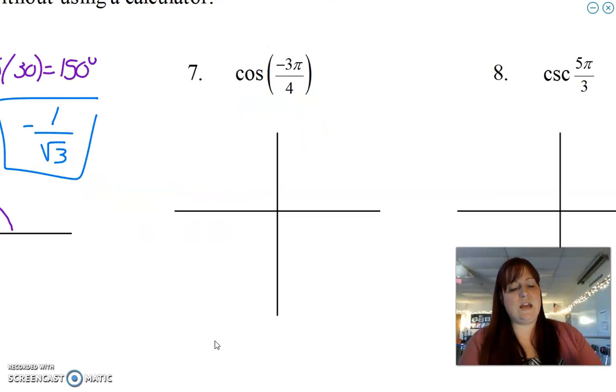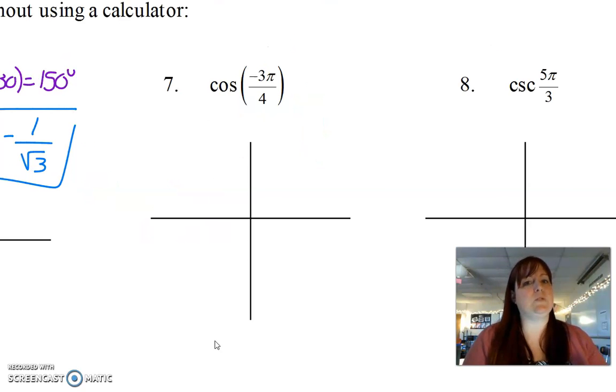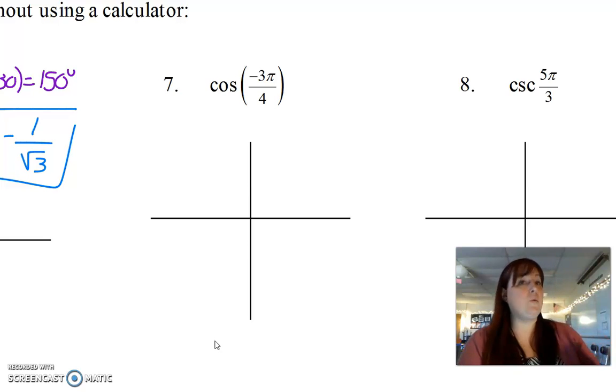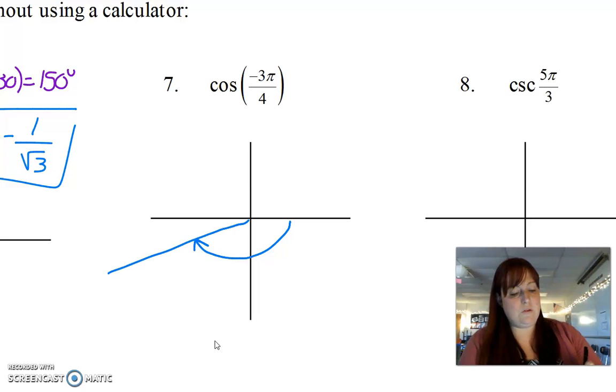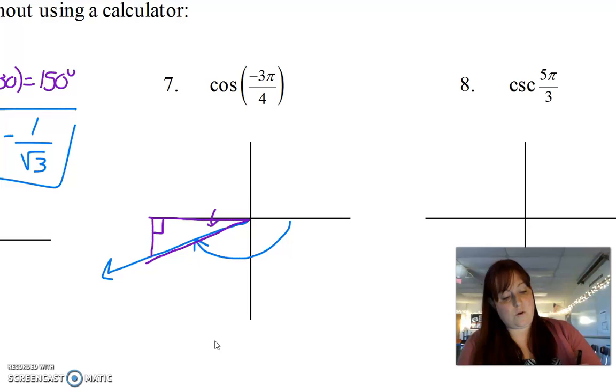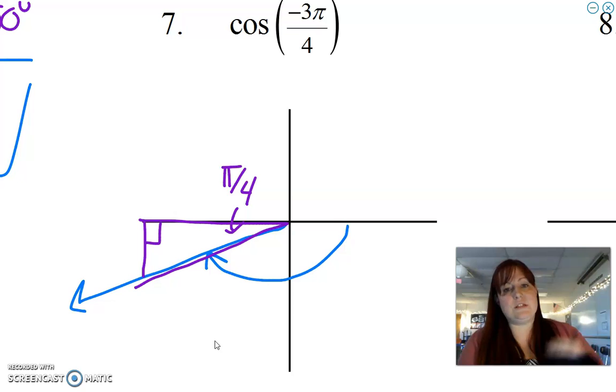Okay. Cosine of negative 3 pi over 4. So again, I'm going to think about this in terms of radians instead of trying to convert back and forth between degrees. I'm just going to think about 3 pi over 4. It's almost 4 pi over 4, which would be almost a full rotation. So I'm going to go this way. So it's going to be right here. And then I'm going to think about that. So I make a reference triangle that's part of my bow tie. And what do I have left? I have pi over 4. That's a pi over 4 in there. Okay. Now pi over 4 is the same as 45. So this is a 45, 45, 90. So it's 1, 1, root 2.